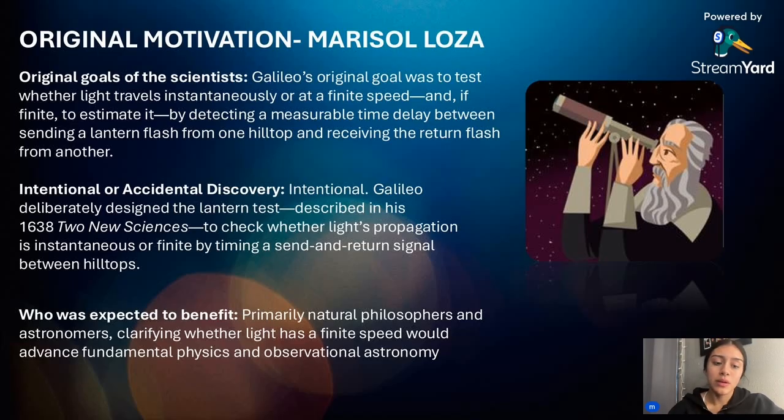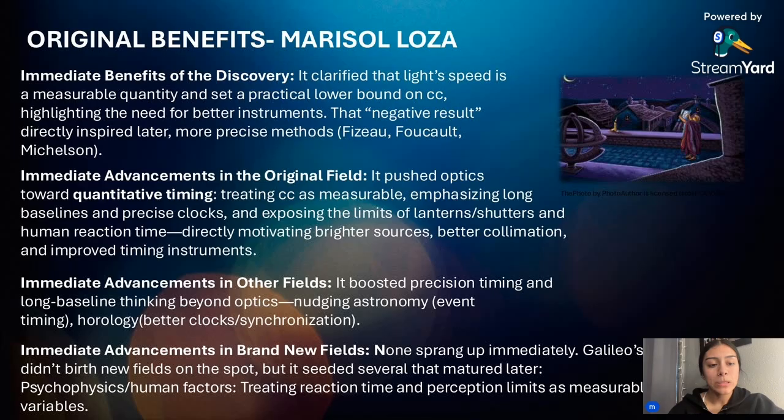Who is expected to benefit? Primarily natural philosophers and astronomers, since clarifying whether light has an infinite speed would advance fundamental physics and observational astronomy. Some immediate benefits. It clarified that light speed is a measurable quantity and set a particular lower bound on c, highlighting the need for better instruments. That negative result directly inspired later, more precise methods.